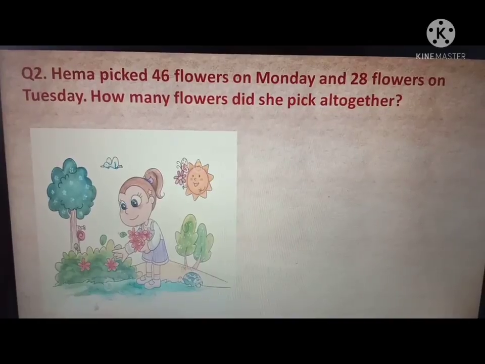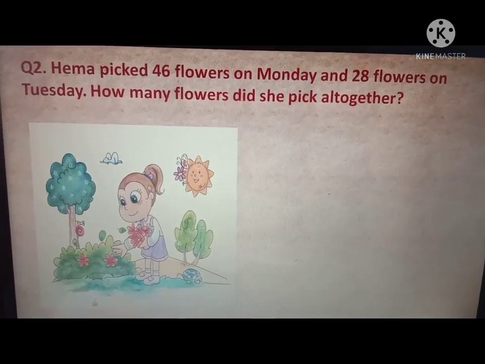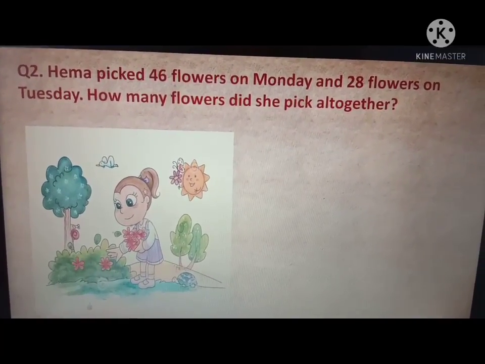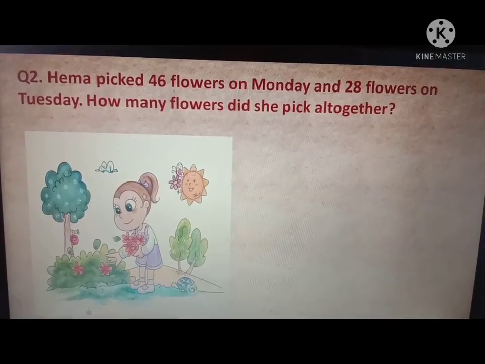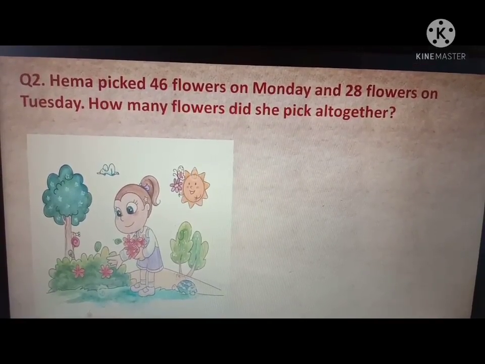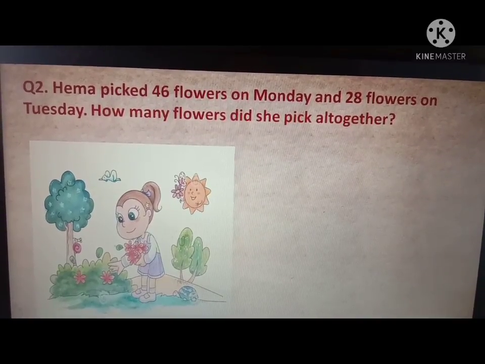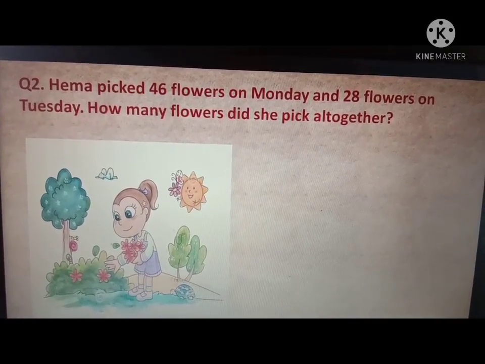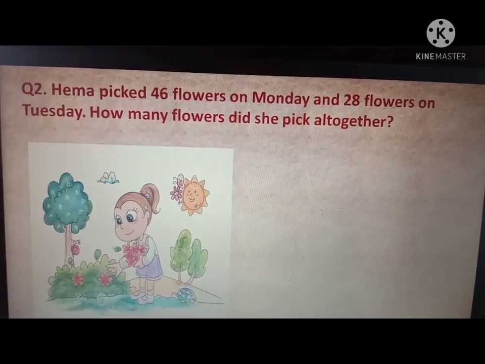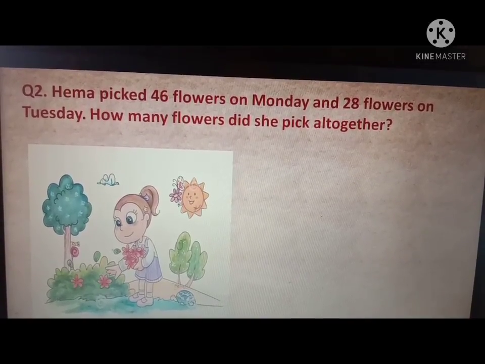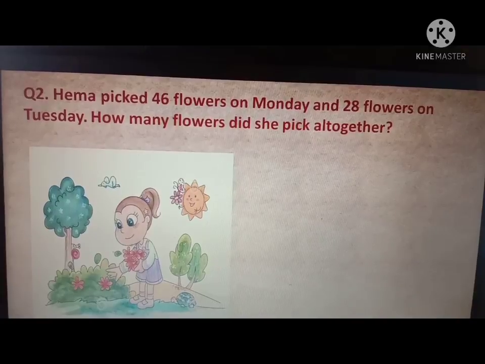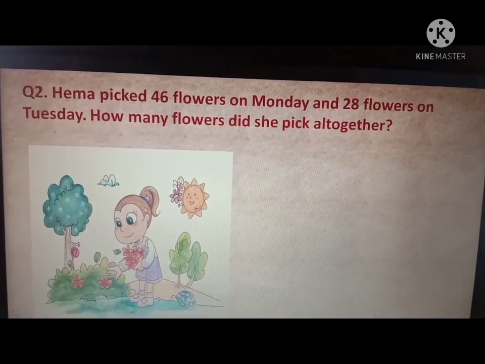Now the next question is, Hema picked 46 flowers on Monday and 28 flowers on Tuesday. How many flowers did she pick all together?